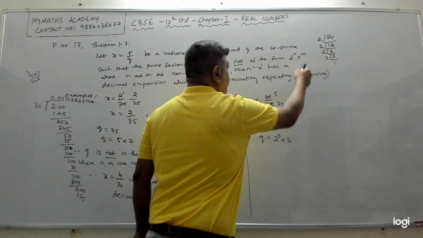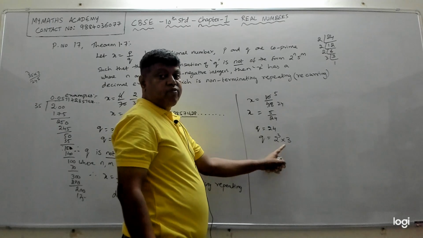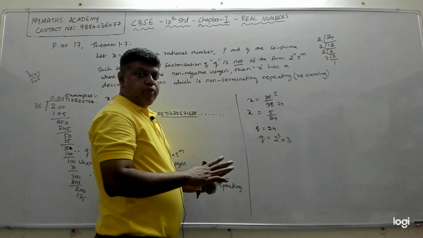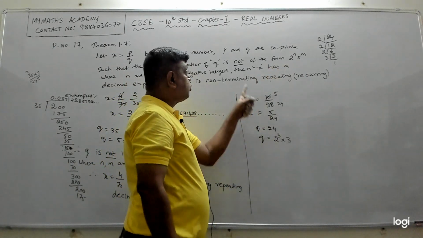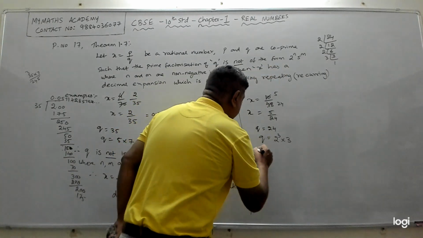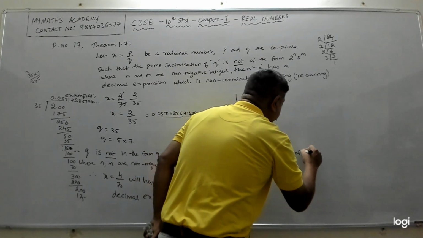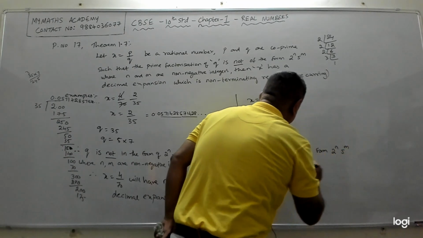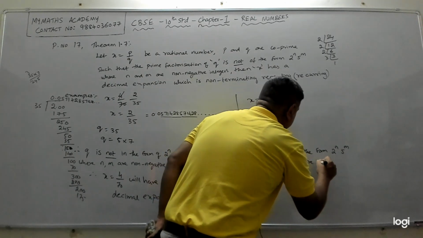Now is q in this form, 2 power n, 5 power m? No. It has 3. It should have only 2 and 5, or it can have only 2 or only 5. Then we can say it is in this form. But here it is not in this form. Q is not in the form of this. So we'll say, therefore q is not of the form 2 power n, 5 power m, where n, m are non-negative integers.